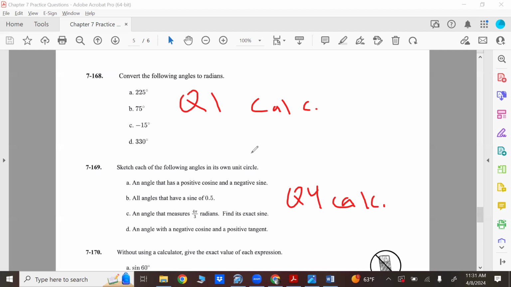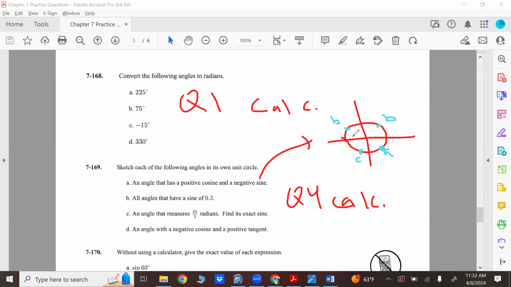So you just have to do a rough estimate. For example, for part A, I'd ask you to do this, and then you would just locate positive for cosine, negative for sine. Or if you want to do it all in one, you do this, and then for sine, where sine's 0.5, that's y. You do this. 4 pi over 3 will be over here, I think.